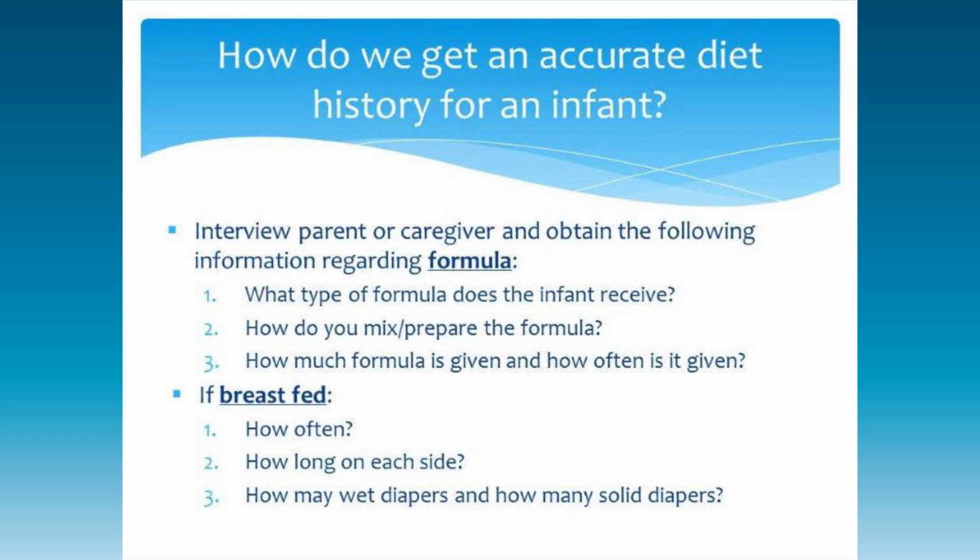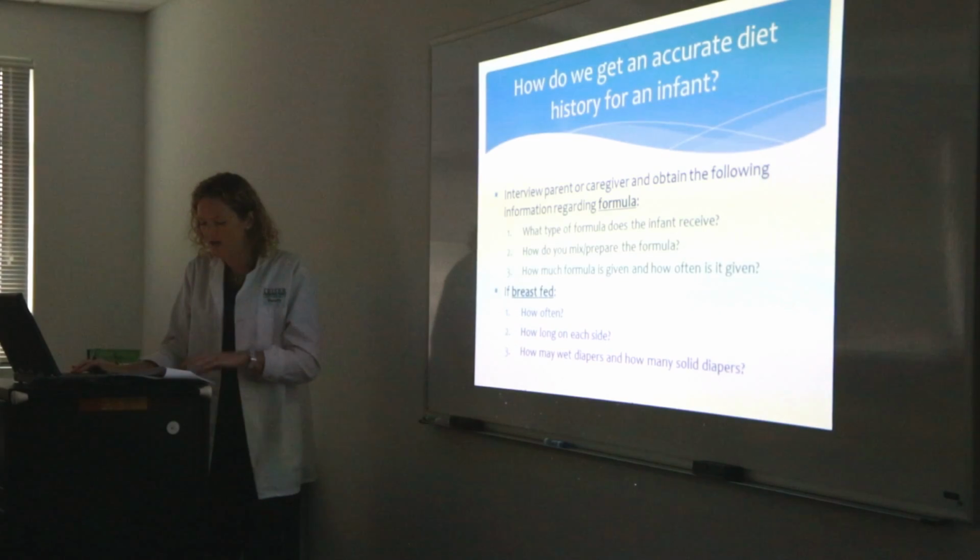And then again, you can ask about the wet diapers. That should be around 4 to 6 a day. And then the solid diapers, that can vary depending on the infant and depending on if they're breastfed or formula fed. They're usually softer with breastfed and a little more firm with formula. It depends on their age. The younger they are, the more they have. But they should be having solid diapers every day. So you want to ask those questions, and that can help.